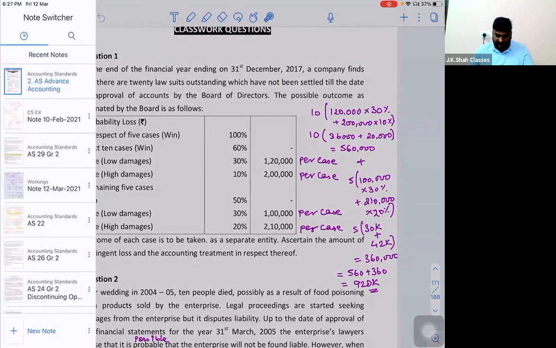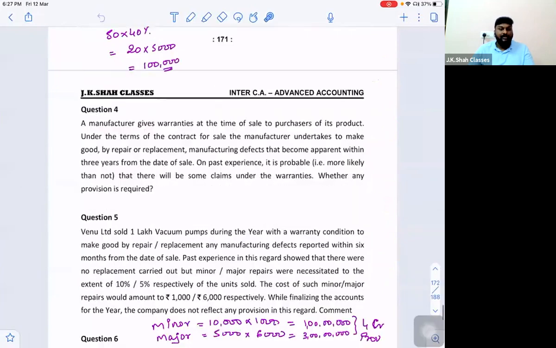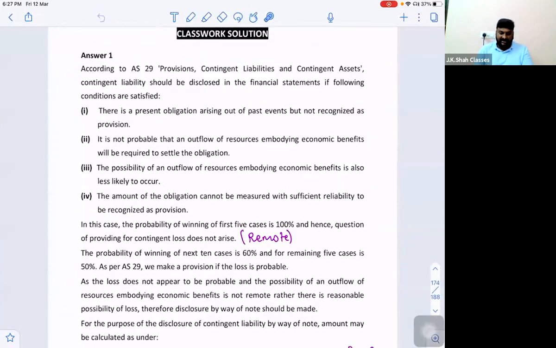So let's go for the solution. It is printed. See, the first part, as I told you, you have to write down the entire recognition criteria of contingent liabilities. Now what does it say? According to AS 29 provisions, contingent liabilities and contingent assets, a contingent liability should be disclosed in the financial statement if the following conditions are satisfied. So these are the same 4 recognition criteria which I've already taught you.